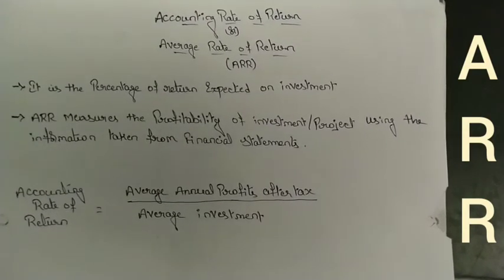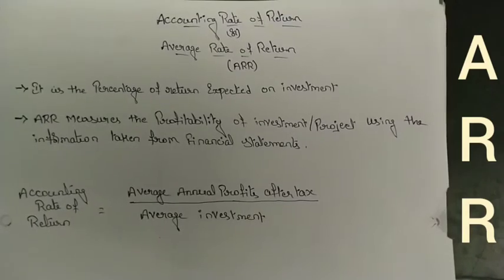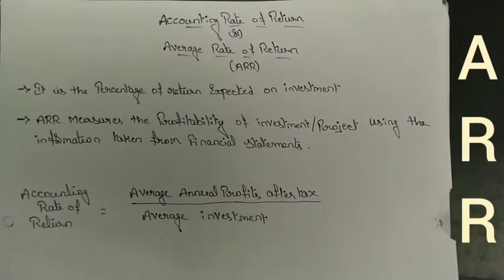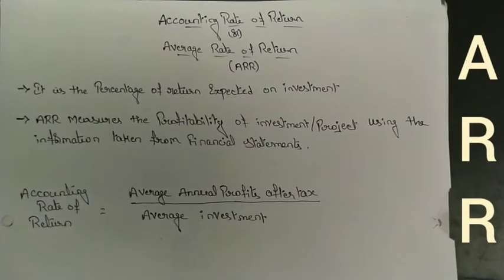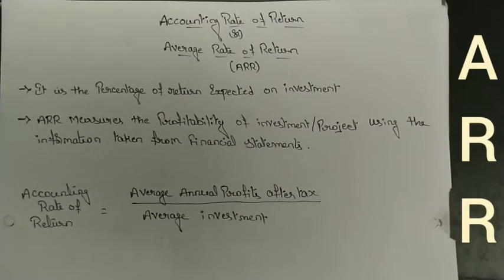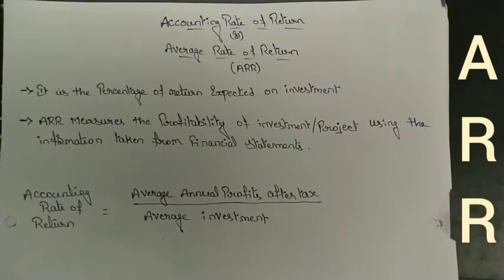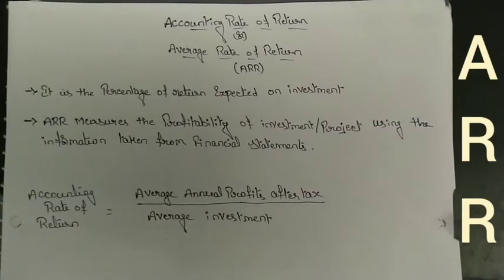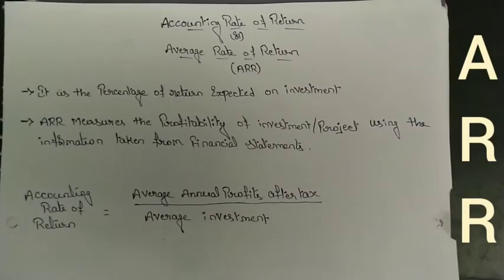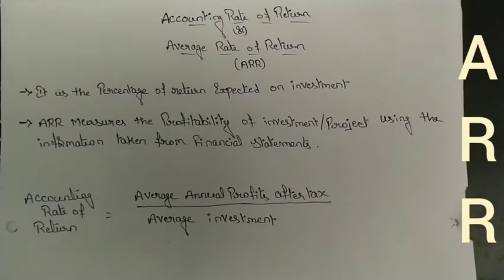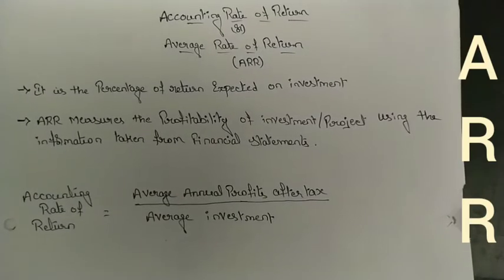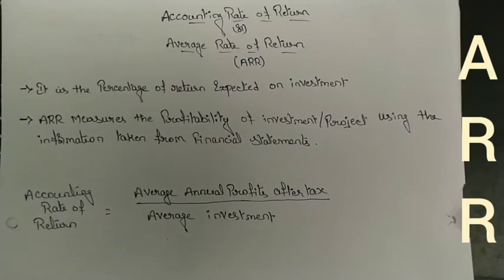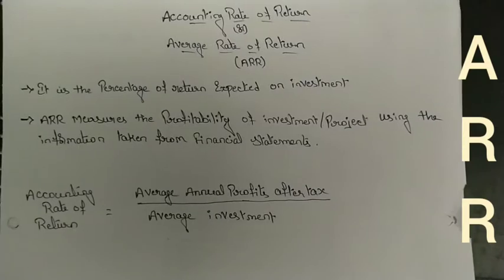In the discussion of traditional methods of capital budgeting, I have explained about payback period and accounting rate of return. This is the second traditional method of capital budgeting. It is also called the average rate of return. In this video, we will see how to calculate accounting rate of return or average rate of return.